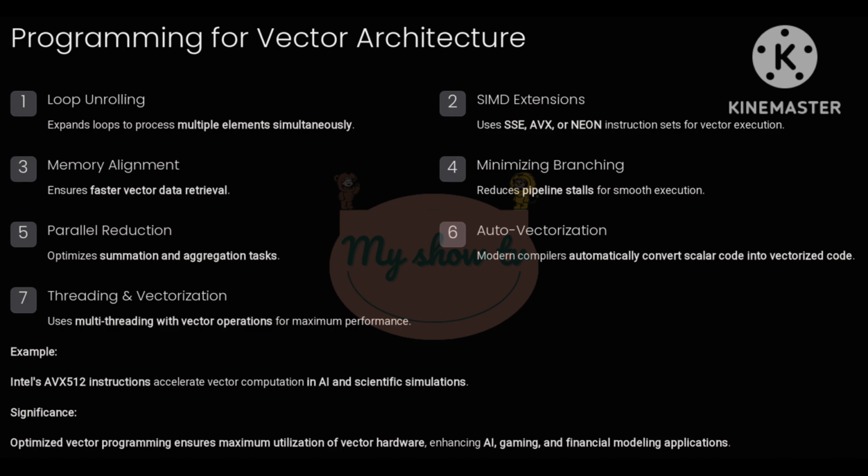7. Threading in vectorization. Combining multi-threading with vectorized operations further improves parallel processing efficiency. Example: AI frameworks like TensorFlow and PyTorch use multi-threaded vector processing for training deep learning models. Example use case: Intel AVX-512 instructions are used in AI deep learning computations to speed up matrix multiplications.